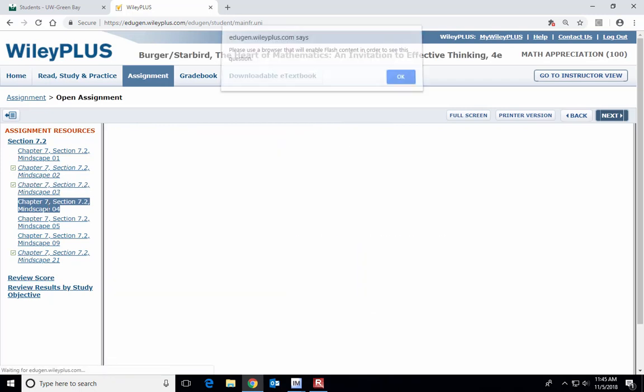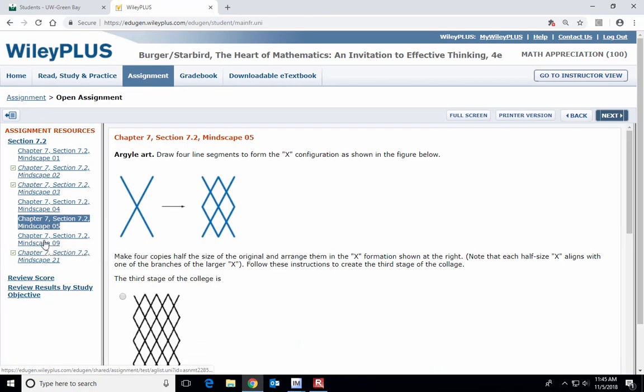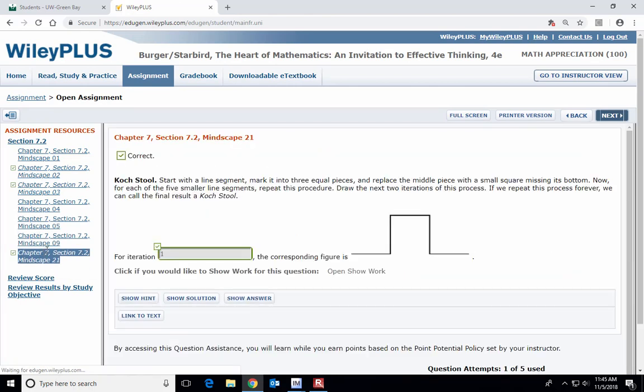I believe there were other questions as well. The Koch curve, the Koch stool, was the other one I wanted to show you. So for the Koch curve, we took the center piece of a line segment out and replaced it with equal length line segments making a point right here, and we did that in class. And then we shrunk it down to repeat the process.